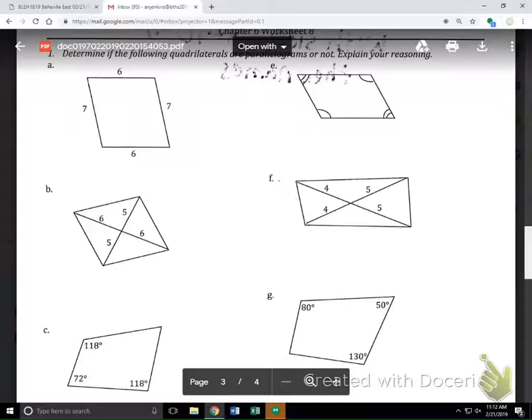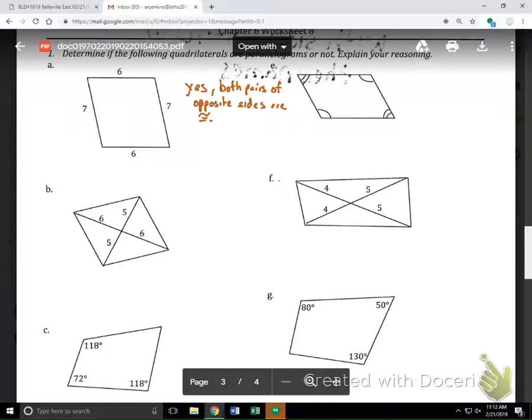So is it a parallelogram? What did you guys say? Yep, it is. And how did you know it? Correct. Yes, opposite sides are congruent. Both pairs of opposite sides are congruent. Okay, our next one.